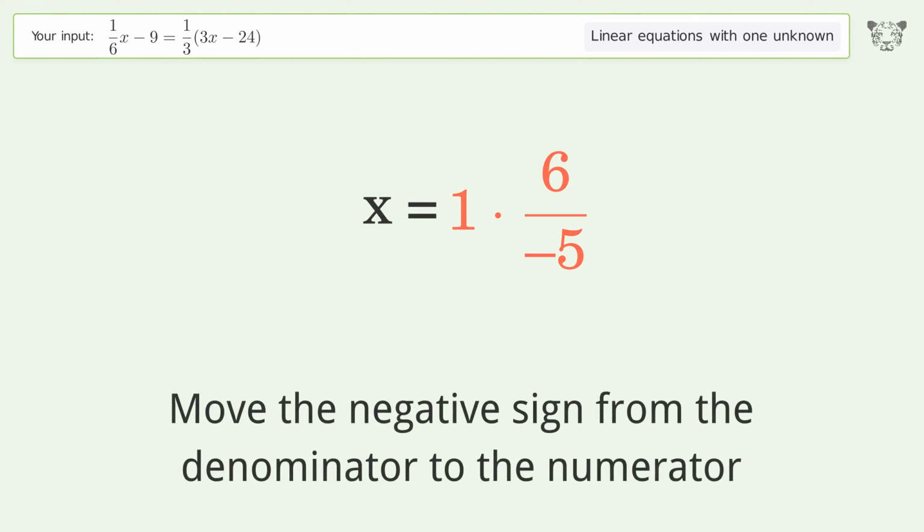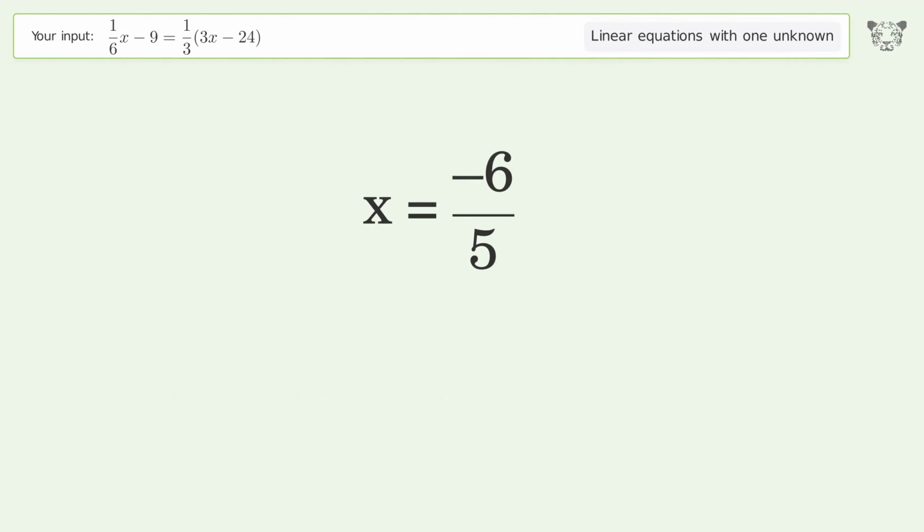Move the negative sign from the denominator to the numerator. And so the final result is x equals -6/5.